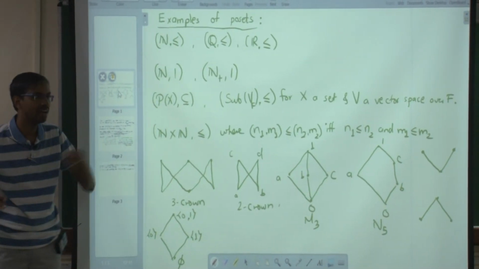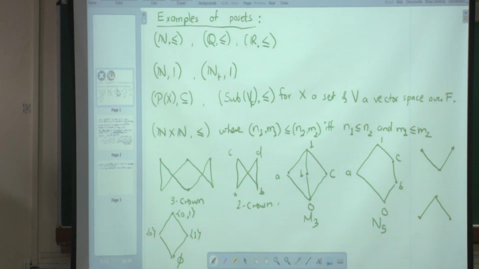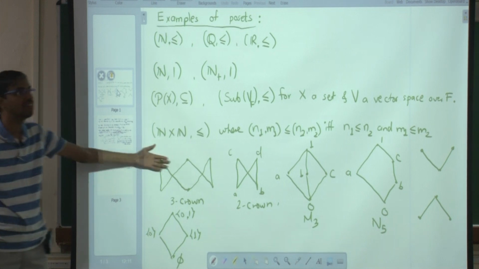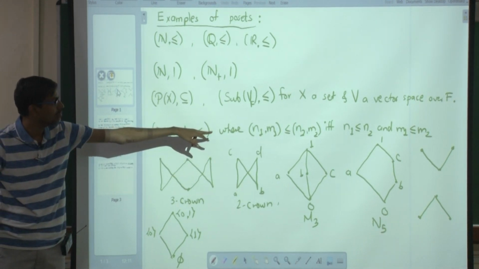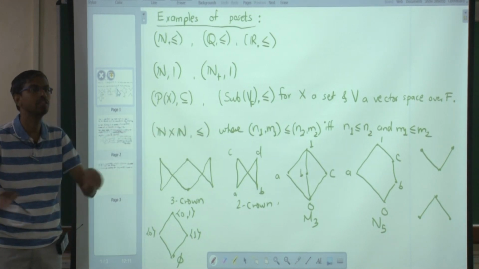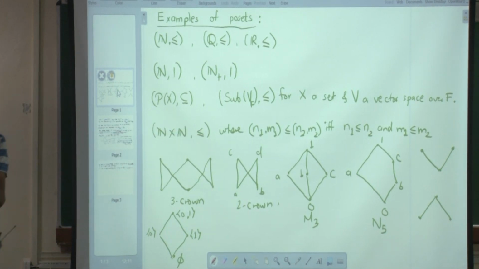Then one more thing I have added, this Cartesian product n cross n with respect to less equal, where less equal is simply pairwise, right? n1 m1 is less equal n2 m2 if the first components are comparable and the second components are comparable.